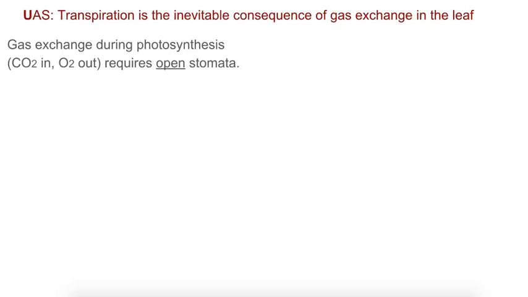Okay. We've seen that we need gas exchange during photosynthesis. We need CO2 to come in, and we see the release of O2 out. And this requires open stomata for this to happen. Now, the understanding is that transpiration is the inevitable consequence of this gas exchange in the leaf.